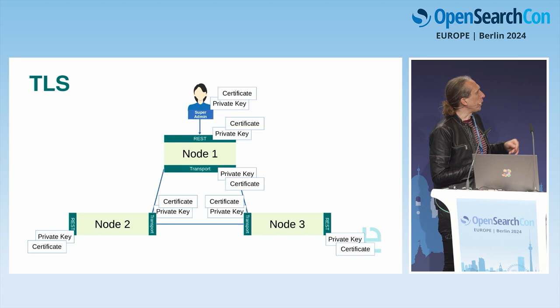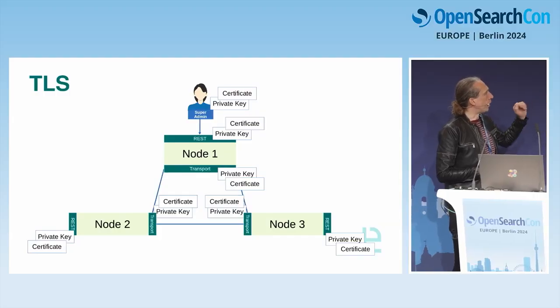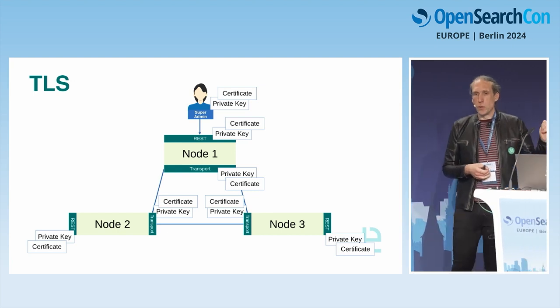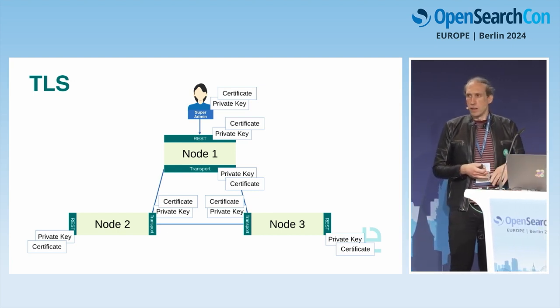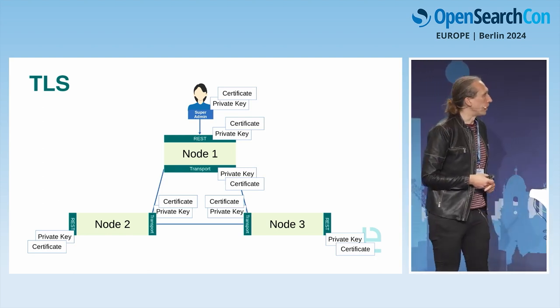What do we need these certificates for? First of all, for each node, we need certificates for the internal transport layer communication between the nodes of a cluster. We need certificates and keys for the REST interfaces of the nodes. And we need at least one certificate and key as a client authentication mechanism for the superadmin user.